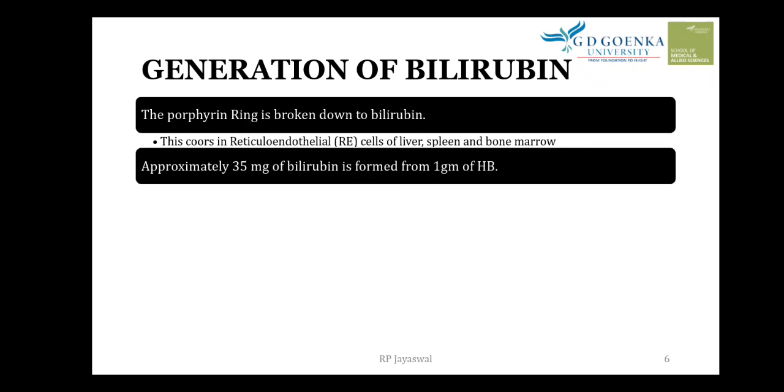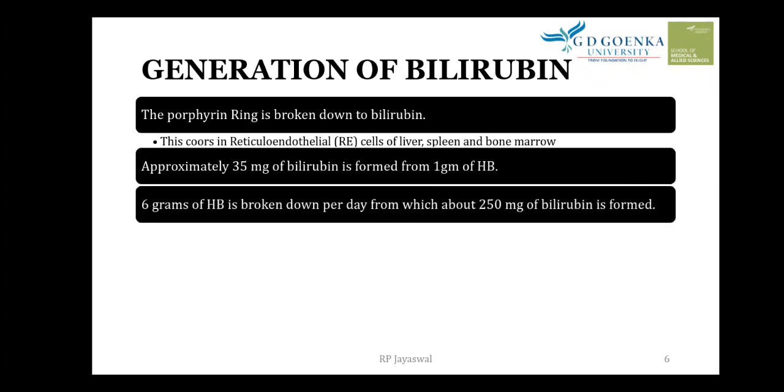Approximately 35 mg of bilirubin is formed from 1 gram of hemoglobin. So this is the expected generation of bilirubin from 1 gram of hemoglobin. 35 mg from 1 gram of hemoglobin, and 6 gram of hemoglobin is broken down per day, which will release approximately 250 mg of bilirubin.